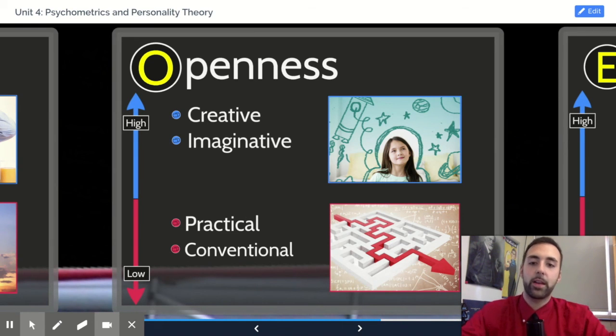Somebody who's high on this might go to a restaurant and say, well, I've been here 10 times. I'm going to now get my 10th different dish. I just want to try everything. So you can see both ends of the spectrum when you're talking about openness.